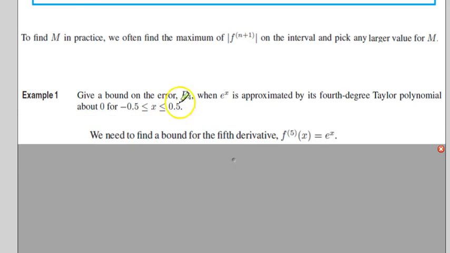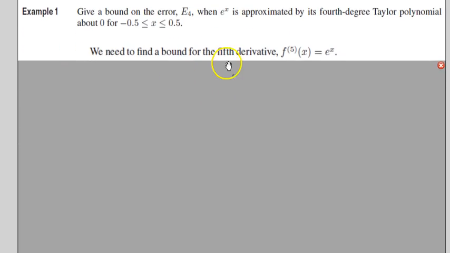Okay, so again, like I said, in order to do this, we need to find out what m is. And there's not just one m. There can be a bunch of different m's, but we need to specify the m that we're going to be using. So in order to do that, we need to find out what the 5th derivative of f is going to look like, because we have e sub 4, so we need n plus 1, so the 5th derivative of our function. Well, since e to the x is our function, we know that the derivative of e to the x is e to the x. So what is the 5th derivative of e to the x going to look like when x is between negative 0.5 and 0.5?